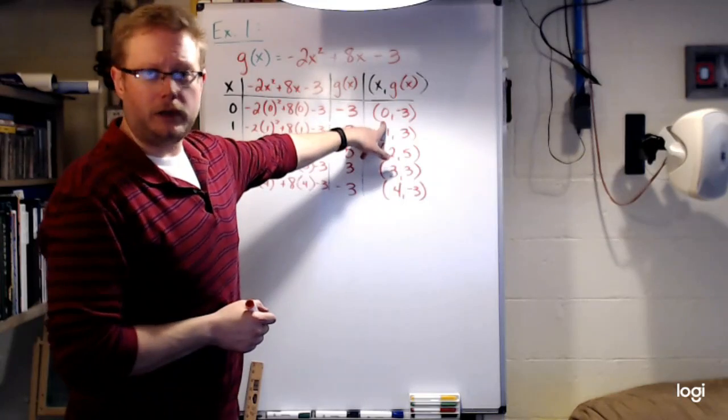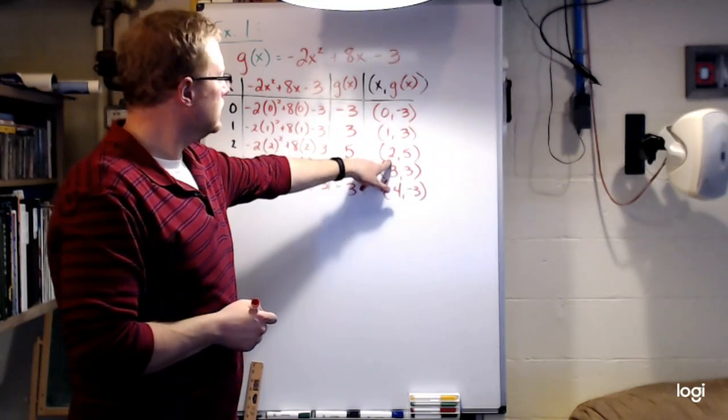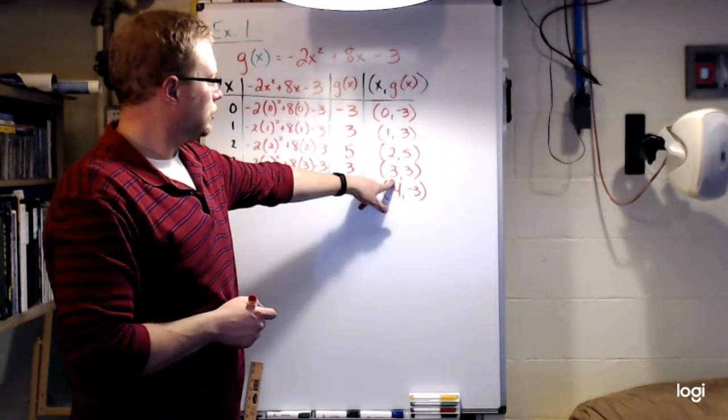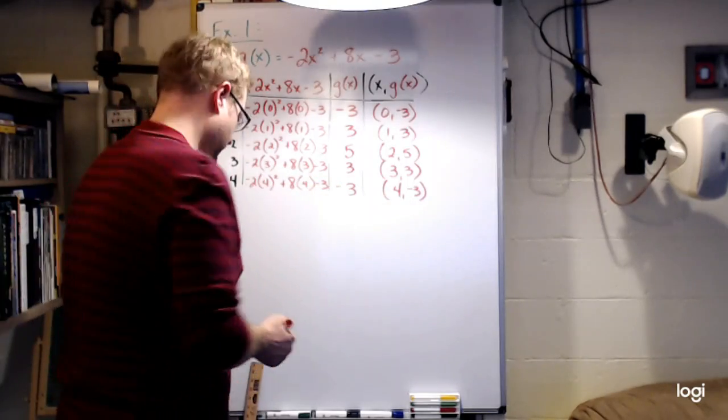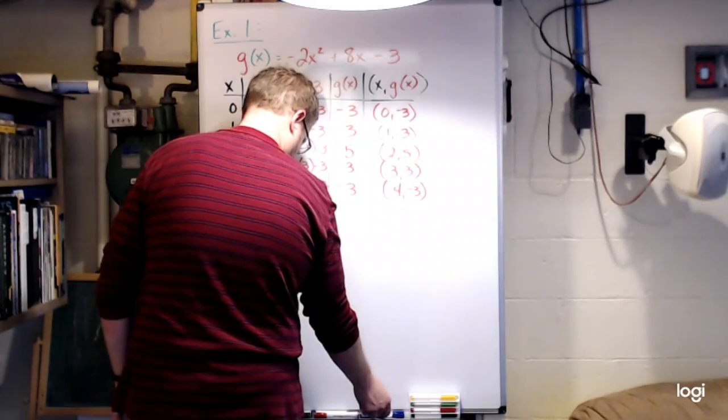All right, so we've got our coordinates. 0, -3, 1, 3, 2, 5, 3, 3, and 4, -3. And we are ready to graph this.